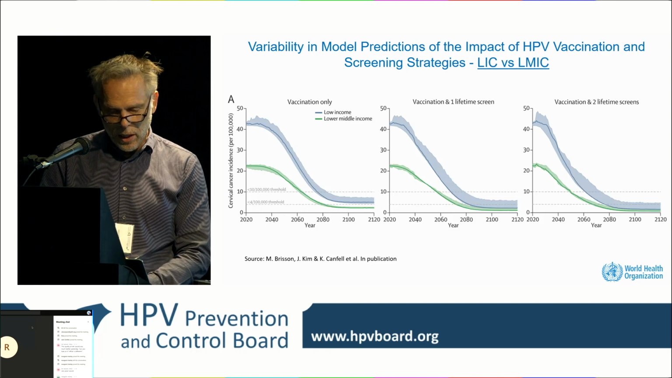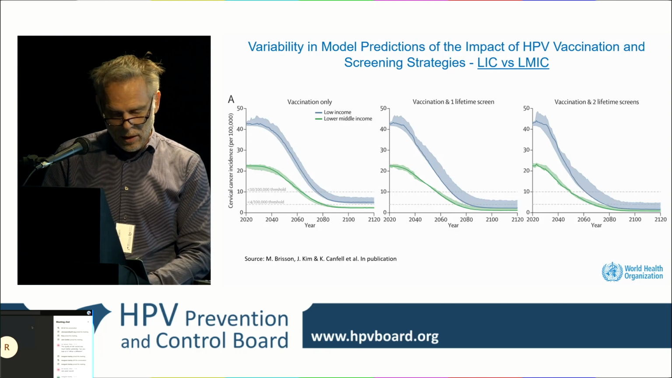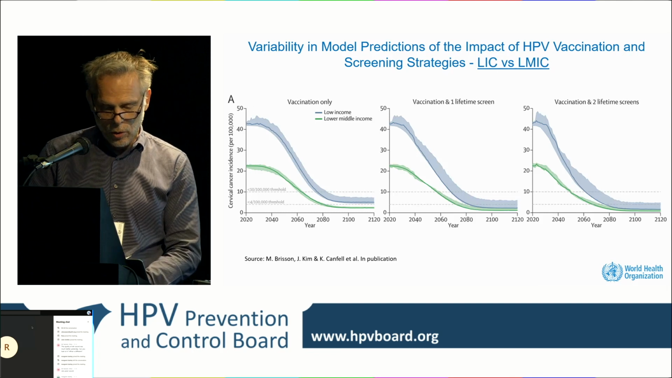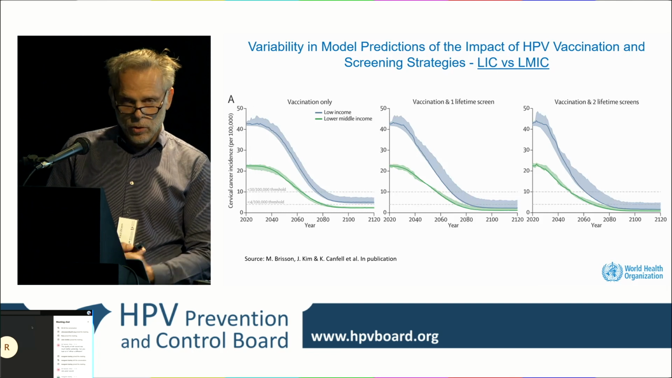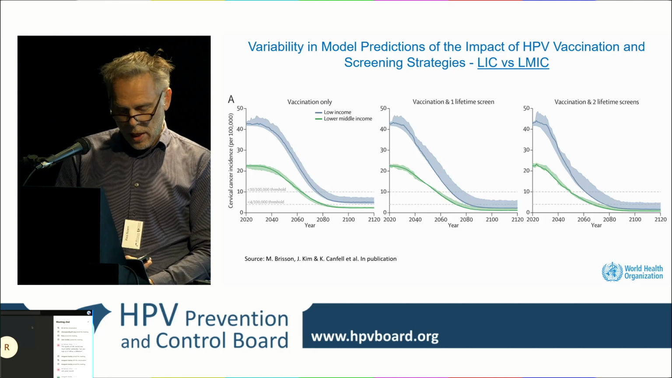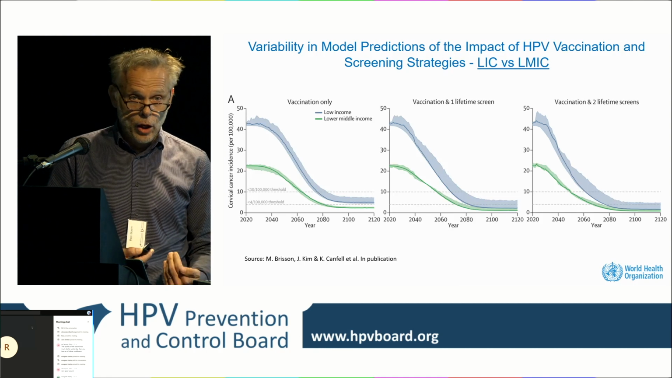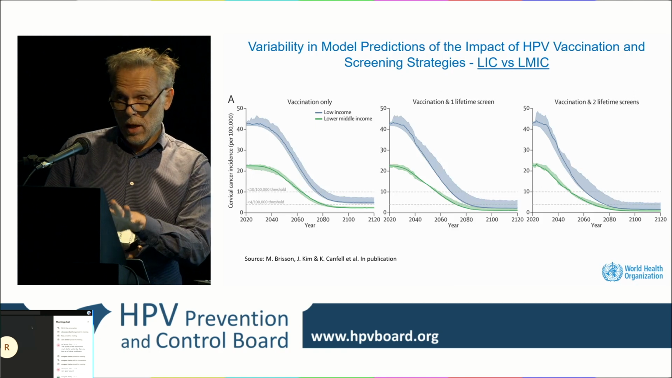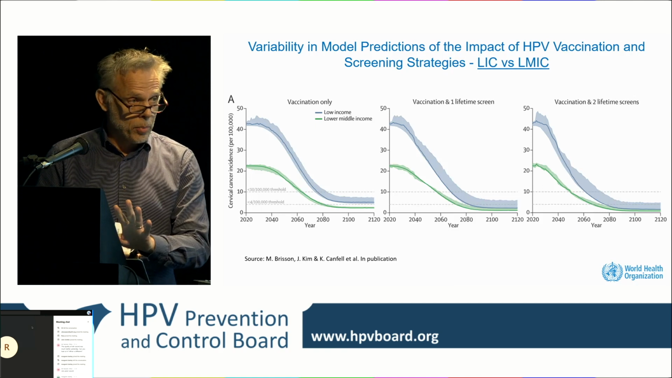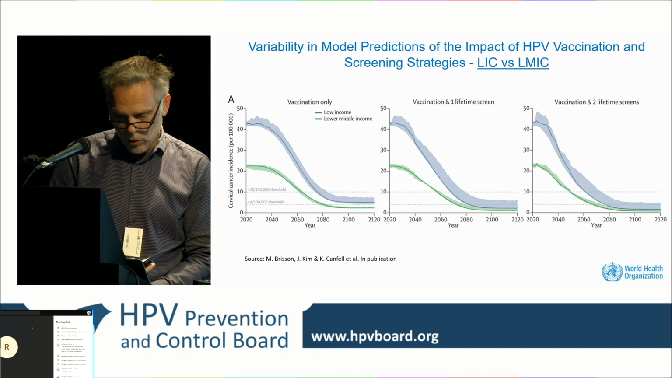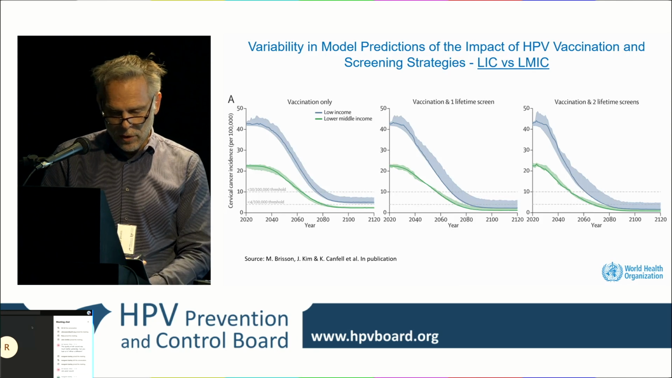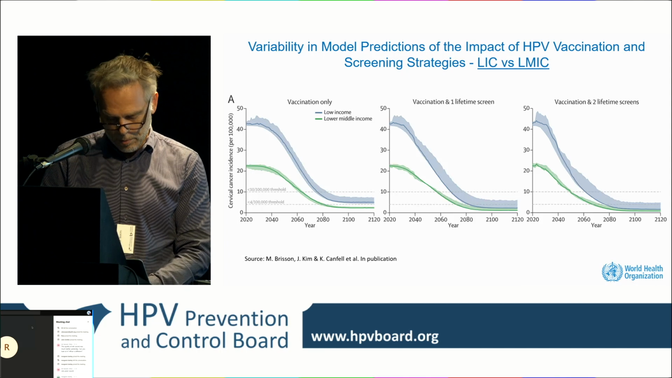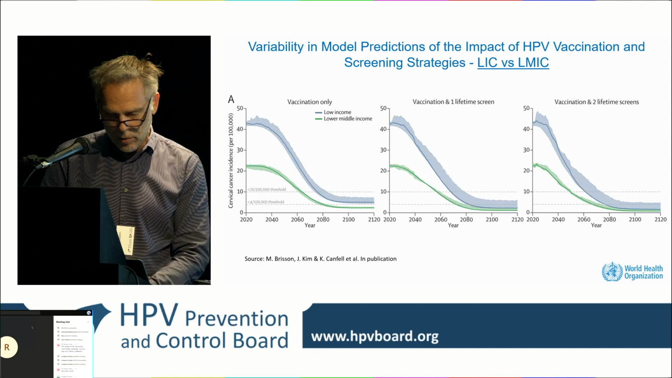When we add screening, you can see the effect. It comes earlier and it goes down. So that's the 2 effects on these curves, which, coming earlier and going down here, means millions of women's lives saved. That's important to remember. It's not just a little curve. And adding 2 lifetime screens makes the slope steeper and brings it even more forward.